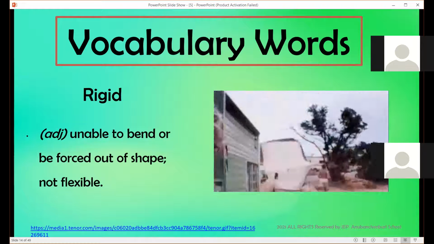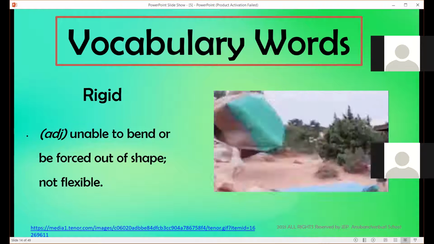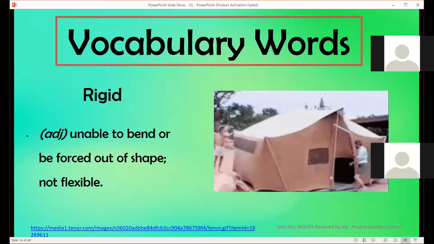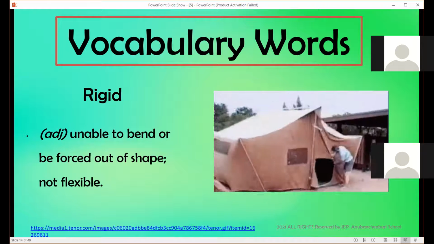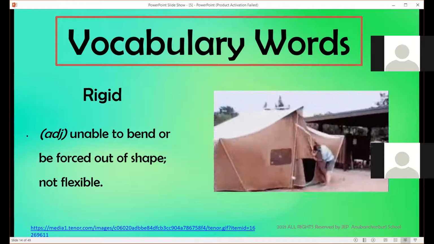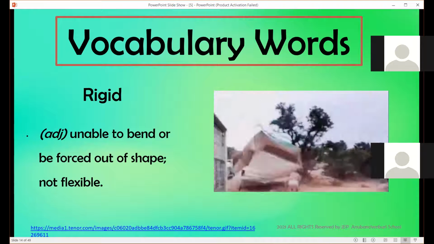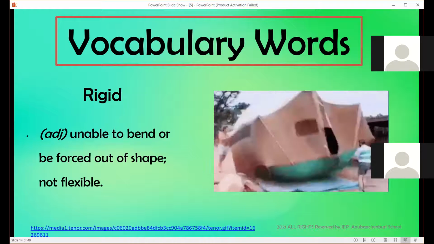The meaning of the word rigid is unable to bend or be forced out of shape, not flexible. See this one? This tent is for sure not rigid. The frame of the tent is not rigid, because it was blown away by the wind.